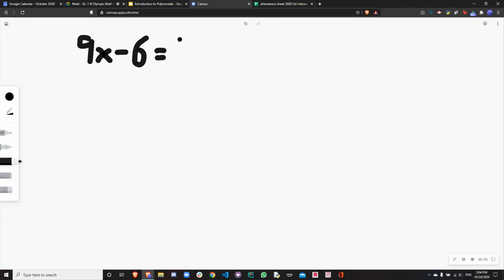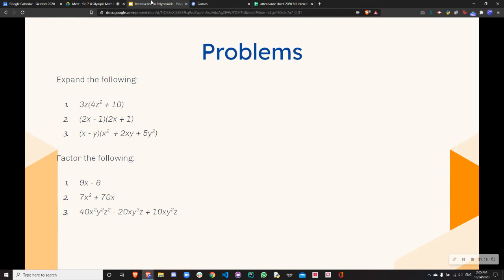3, perfect. So we can factor out 3 from 9x and 6. And this would look like, in the brackets, after we factor it out, we get 3x. So 9x divided by 3 gives you 3x. And we also have negative 6 divided by 3 to give you negative 2. So this is the factored form of this expression. We have 3 times 3x minus 2. That's fairly straightforward. Let's look at question 2.